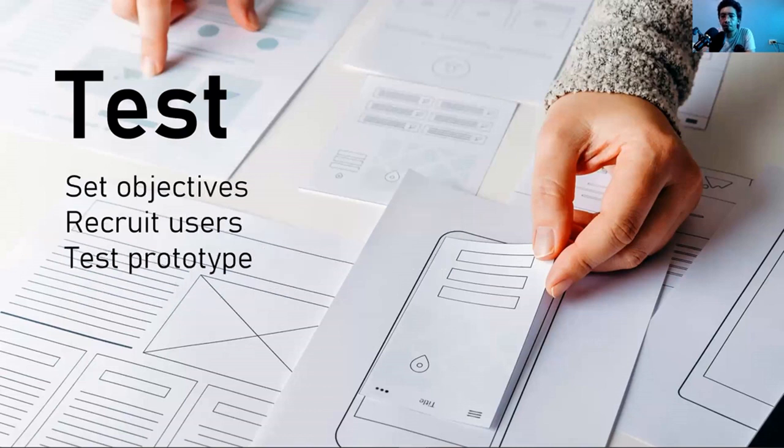So to set up for testing, we have three set objectives. That is by questioning what specifically you are testing and what you want to know, recruiting users, and testing the prototype, where you create an experience for them that puts the prototype into a context as close to real life use as possible. So it is show, not tell. And lastly, review and synthesize observations.